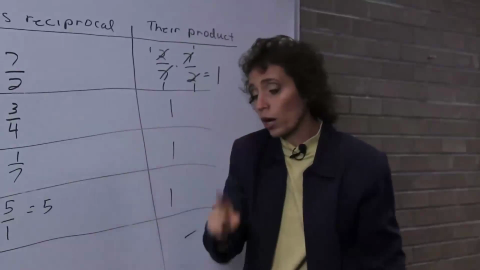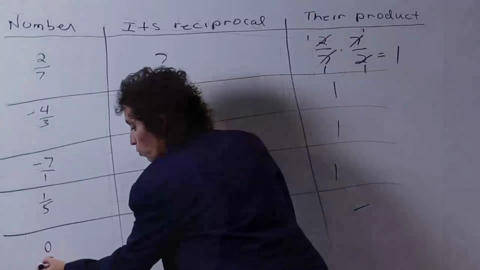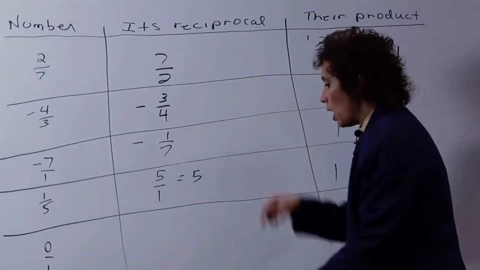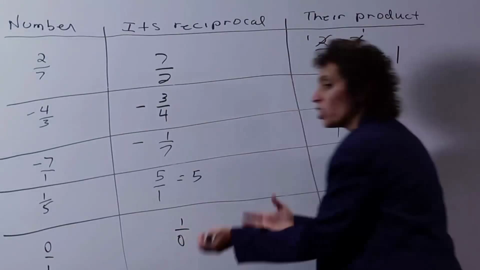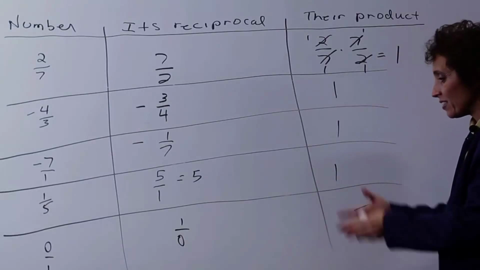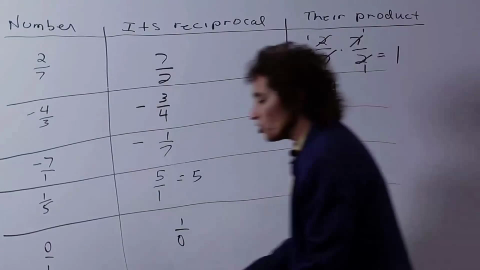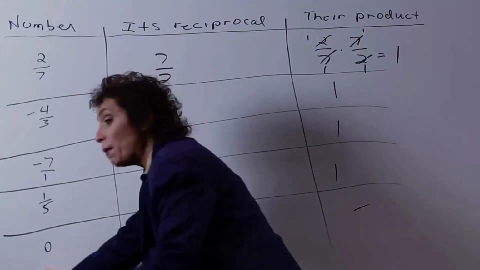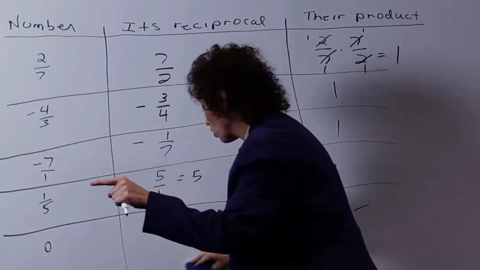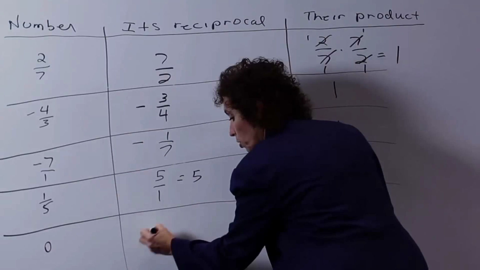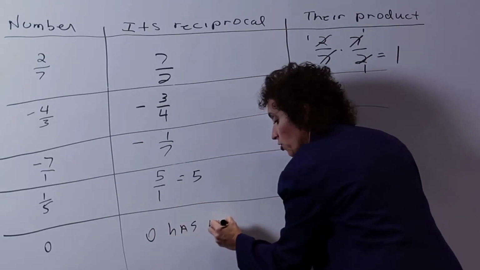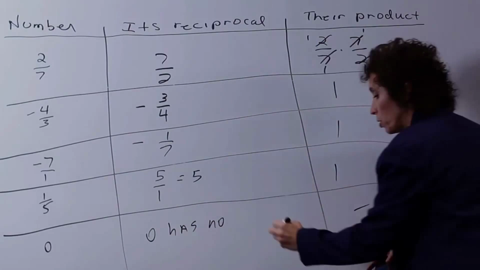I'm going to prove it to you another way. If I have 0 over 1 and I flip it, I'm going to get 1 over 0, which is a number that does not exist. That's undefined. So 0 has no reciprocal. Remember, it has an opposite. The opposite of 0 is 0, but it has no reciprocal. It is the only real number without a reciprocal.